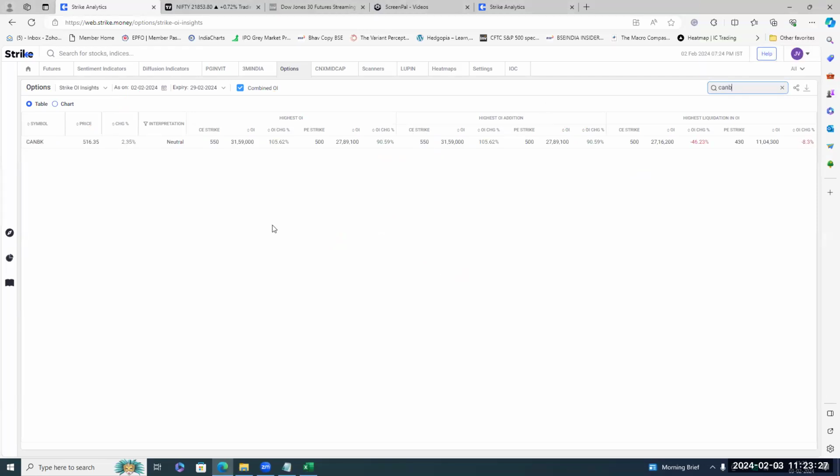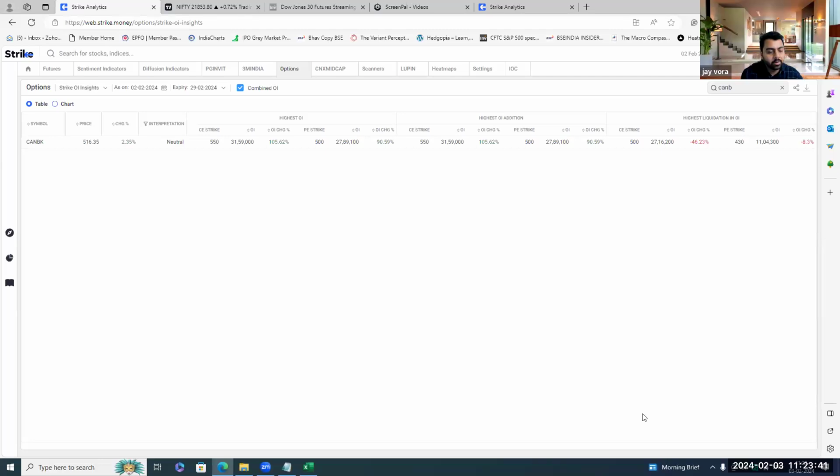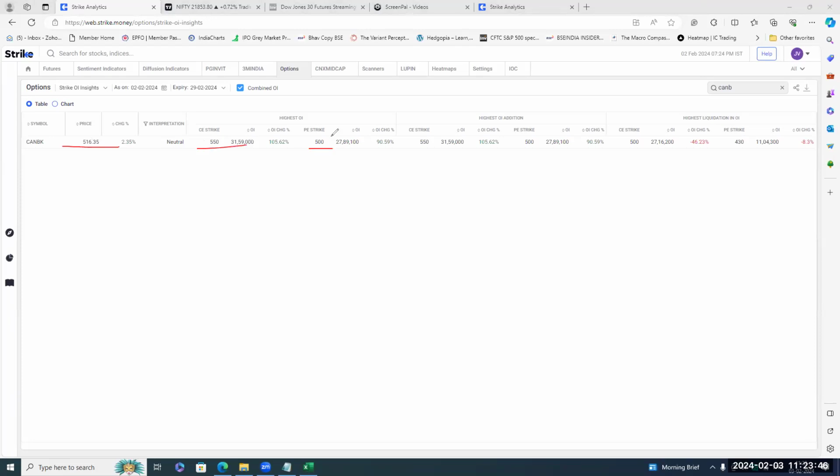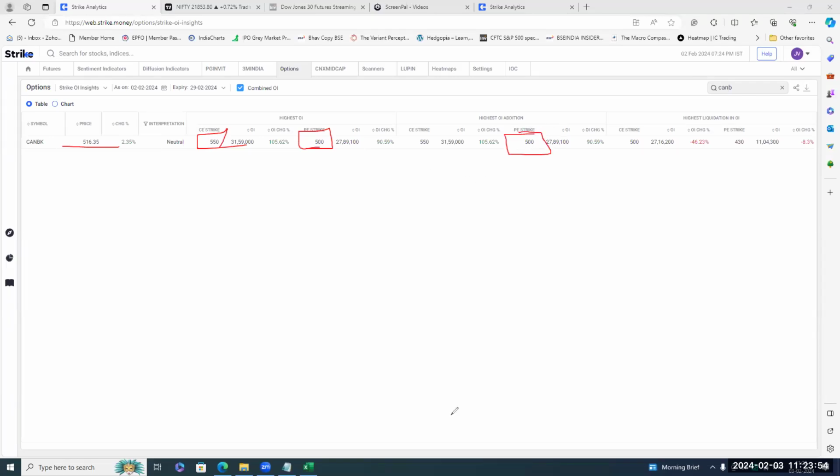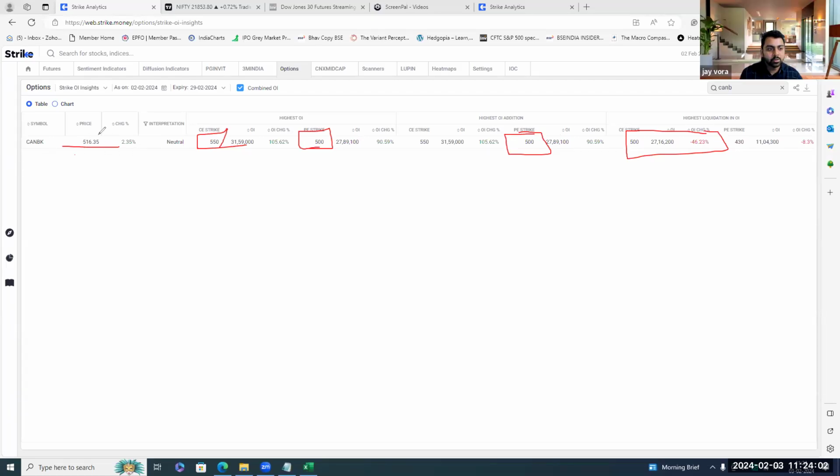Here we have seen that Canbank has moved post the budget, and the current market price is around 516. The highest open interest of put is at 500, and again the highest addition is also on 500 itself. And if we see the liquidation of call, the open interest at 500 is reduced, because it has conquered this level. So now these people are running away.